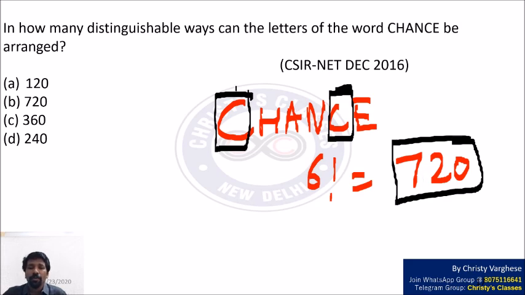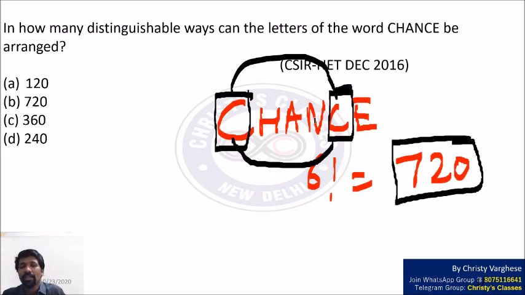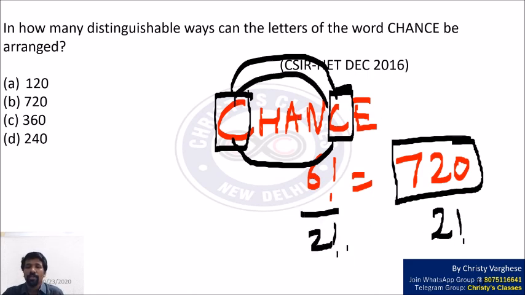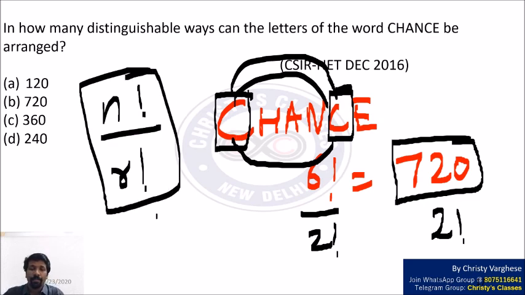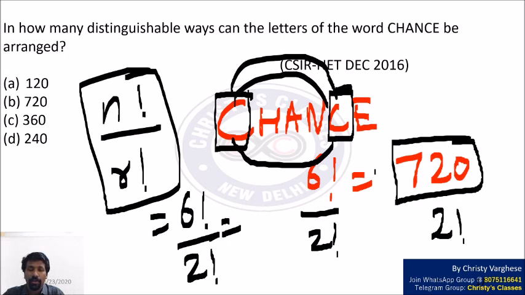Repetition means if you put this C and this C, if you interchange them, will that make a new word? No, they are the same word. Due to that, many repetitions happen. So to find the final value, the simple idea is you just divide by 2 factorial because C is occurring 2 times. So if there are n letters and one letter is occurring r times, n factorial by r factorial is the idea. That means 6 letters here, one letter C occurring 2 times. So 6 factorial by 2 factorial, 720 by 2, 360 will be the final answer.